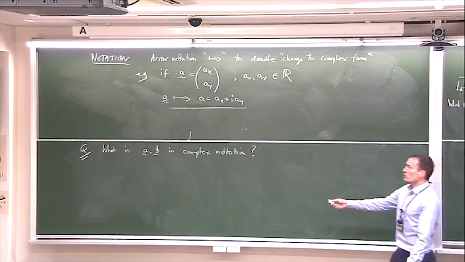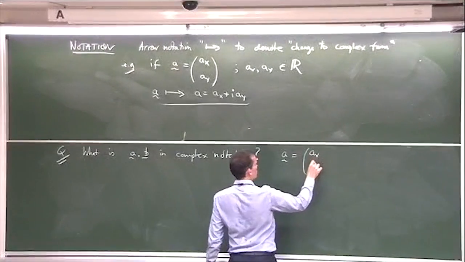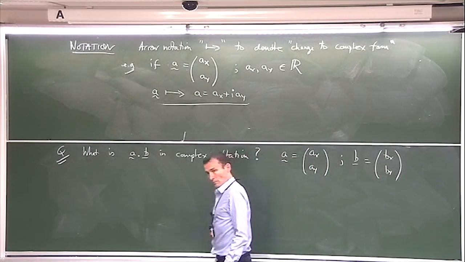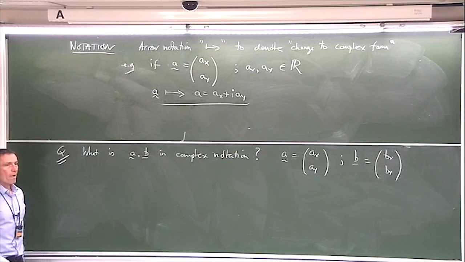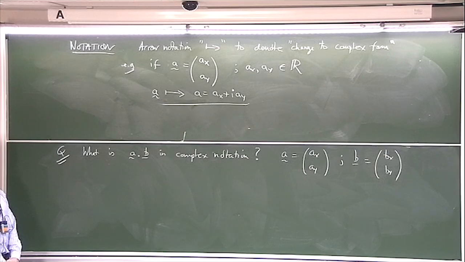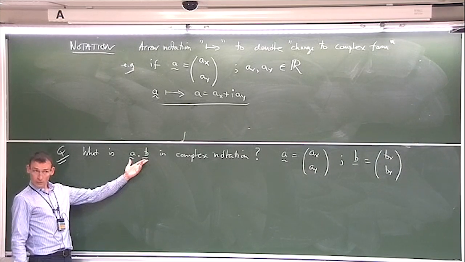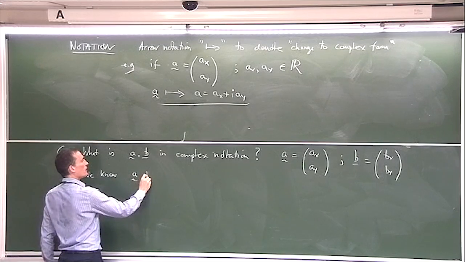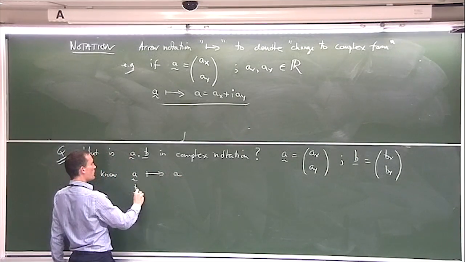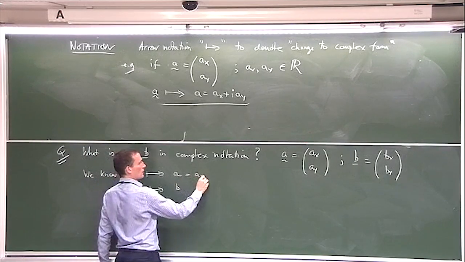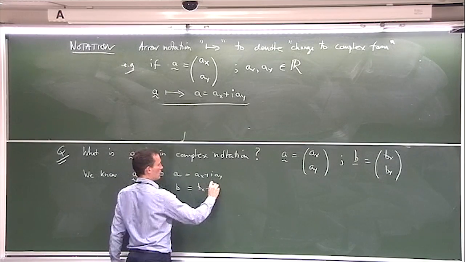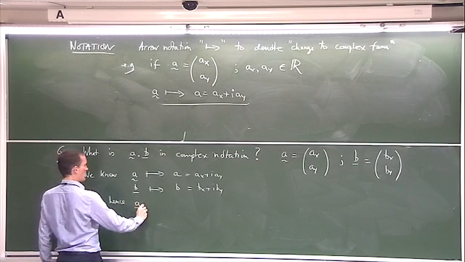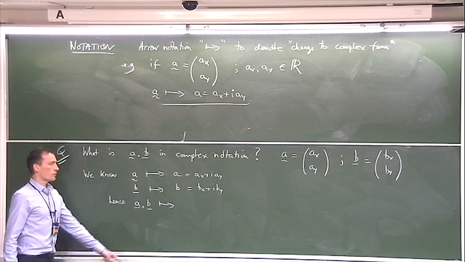What's the dot product? Suppose A and B are two vectors. In other words, A is AX, AY, and B is BX, BY. We want to work out what the dot product is, a scalar, obviously. What I'm asking here is, we know that A goes to little a in complex form, and B goes to little b. But what does A dot B go to? What's the complex form? This is the question mark.